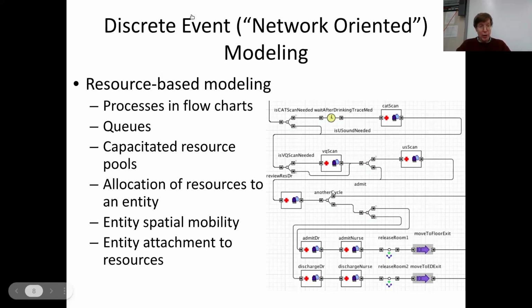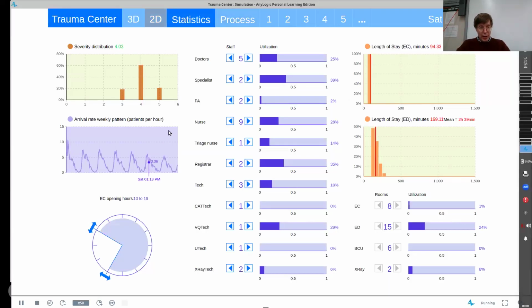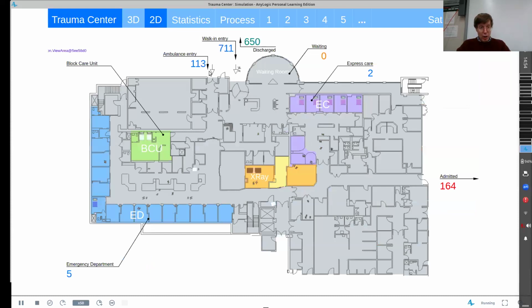There's spatial mobility of entities. We saw that earlier, right? These entities are coming in and moving around. Many of the individuals moving here, if I could slow this down, are actually resources. They're mobile resources. They are resources with agency: physicians, nurses, physicians' assistants, potentially technicians, etc.